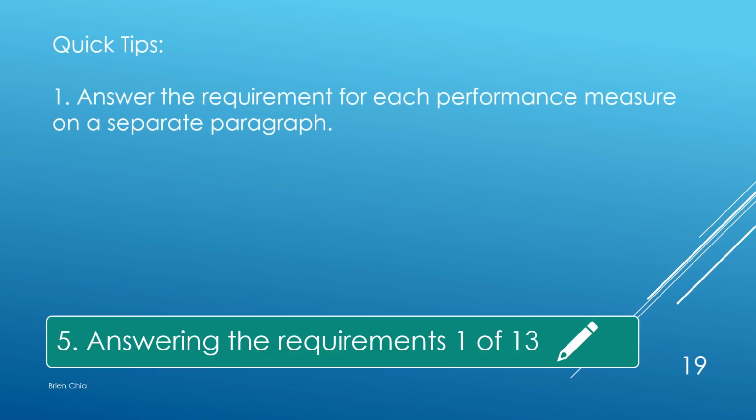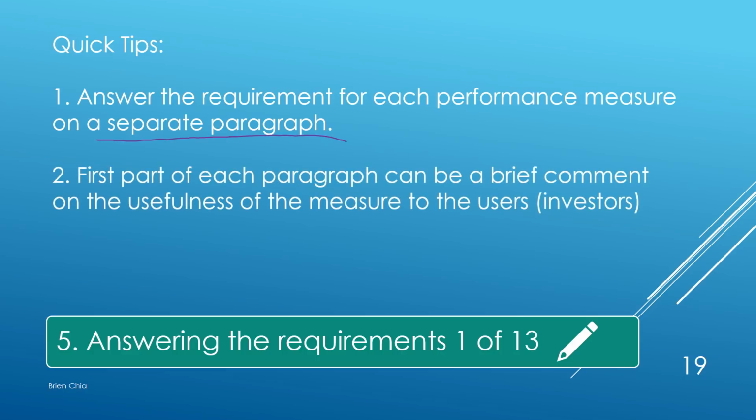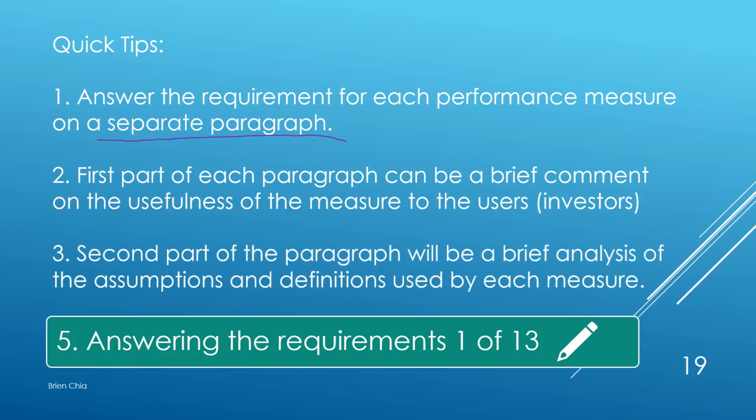Now, the quick tips are, first of all, since we have 6 different performance measures, we are going to write each performance measure on a separate paragraph. Number 2, we are going to talk about the usefulness of such a measure to investors, because the requirement does talk about the assumptions and definitions and stuff like that. And third of all, we're going to analyze very quickly, or in the terms of the question, assess the assumptions and definitions used by each measure.